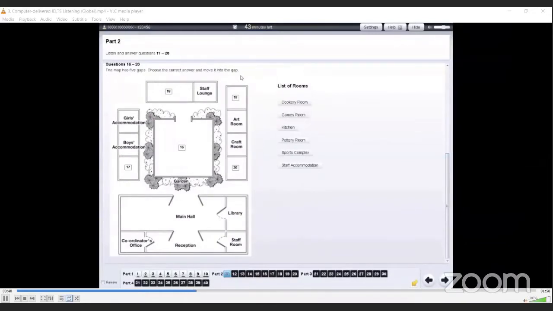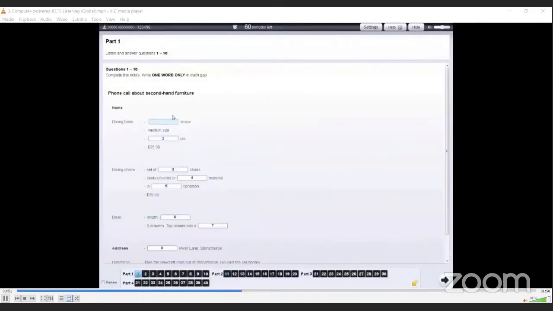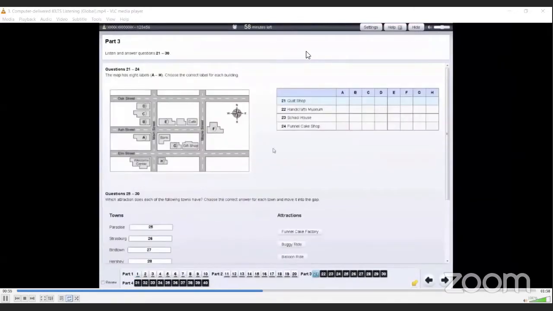In the listening test, listen carefully for the part number and question numbers to make sure you are looking at the right screen. For some questions, you need to write your answer in the gap. For some questions, you need to choose which diagram label, A, B, C, etc., is correct for which item listed in the table. For each question, click on the correct space in the table.